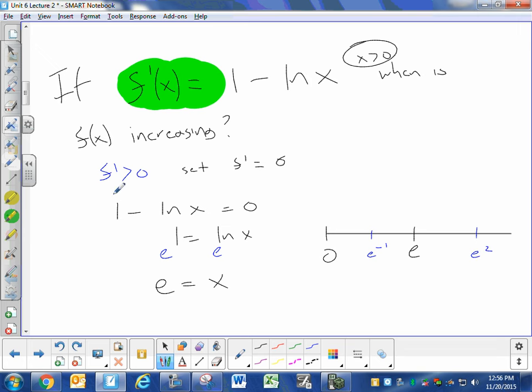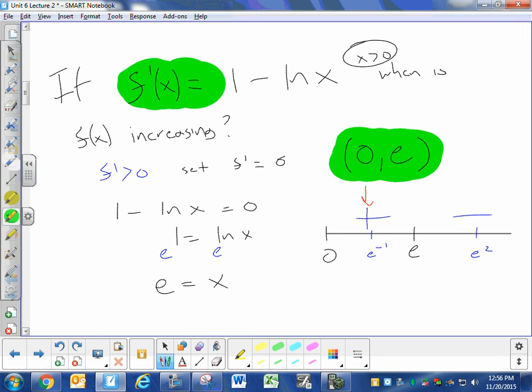E to the negative first plugged in here would be 1 minus negative 1, positive. E to the second plugged into my derivative, 1 minus 2, negative. When are we increasing? We are increasing between 0 and e. Questions about that?